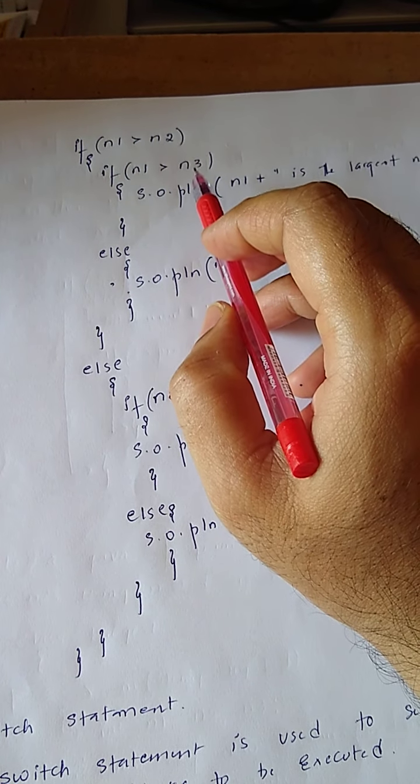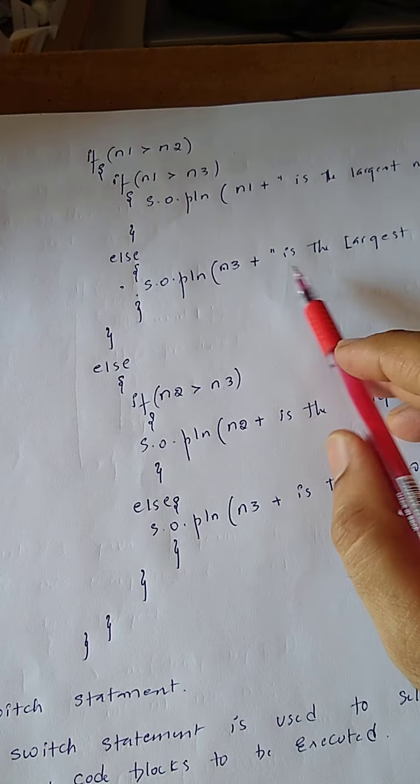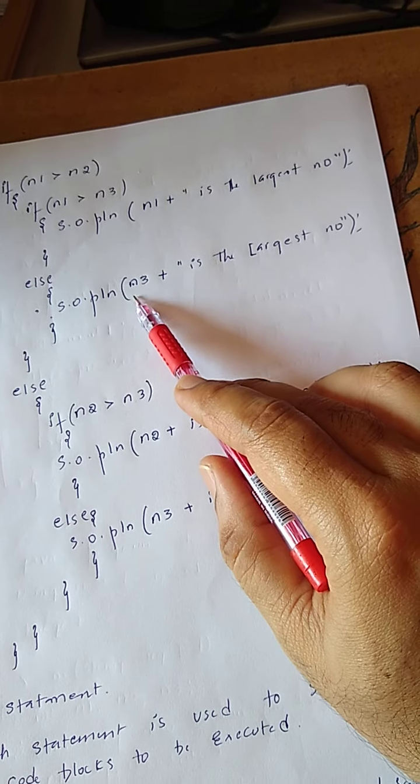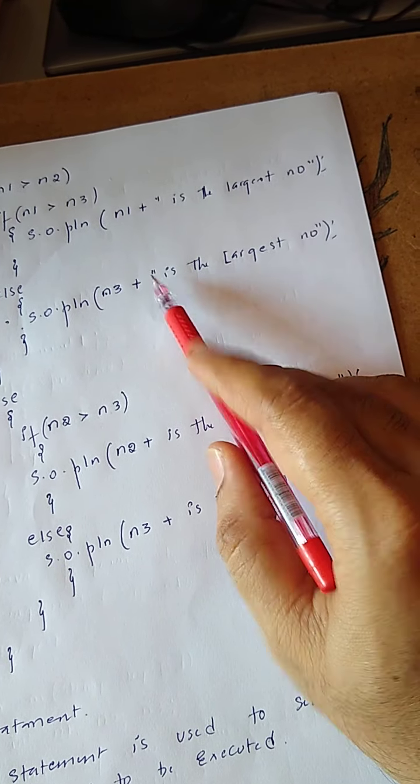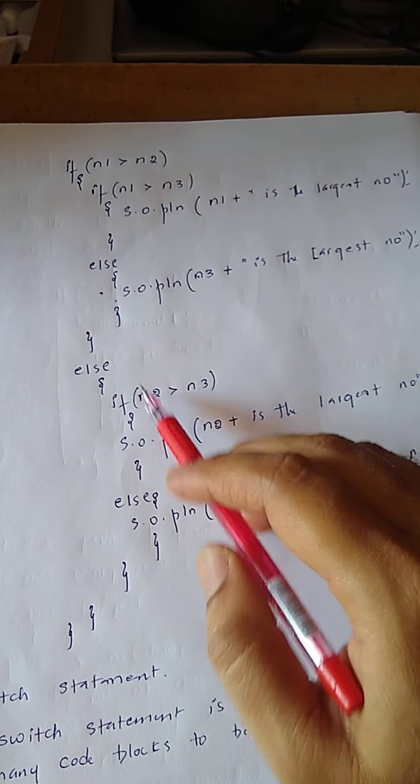Therefore, indirectly n3 is greater than n1 as well as n2. Therefore, we are going to print n3. n3 is 3, so n3 will be printed with the plus concatenation operator, and the string will be printed as it is.